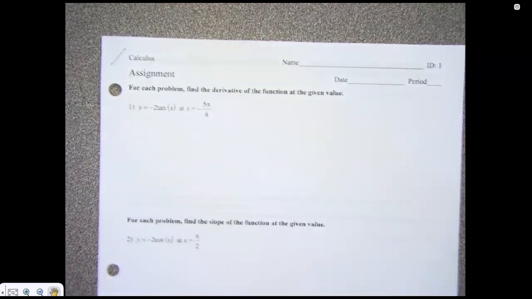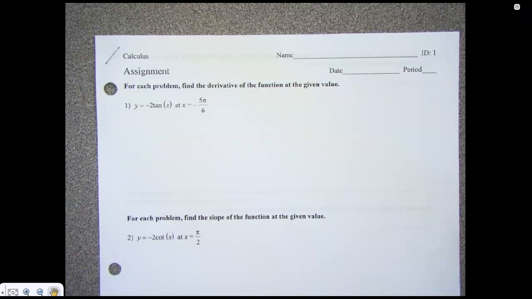So, I do not have anything new to teach you. But this is probably going to be the hardest assignment you've had the whole year, thus far. And it's just because trig is involved. We're still going to find the equation of a line, the equation of the normal line, find the derivative, find the slope. But now you've got to do trig.